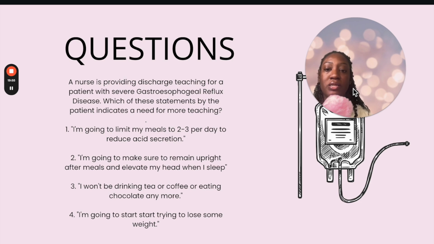I'm going to limit my meals to 2 to 3 per day to reduce acid secretion. You do not have to reduce your meals. You could be having between 4 to 6 meals a day, small meals. I'm going to make sure to remain upright after meals and elevate my head when I sleep. That is correct. You want to do that. So we're not going to pick that because that's right.